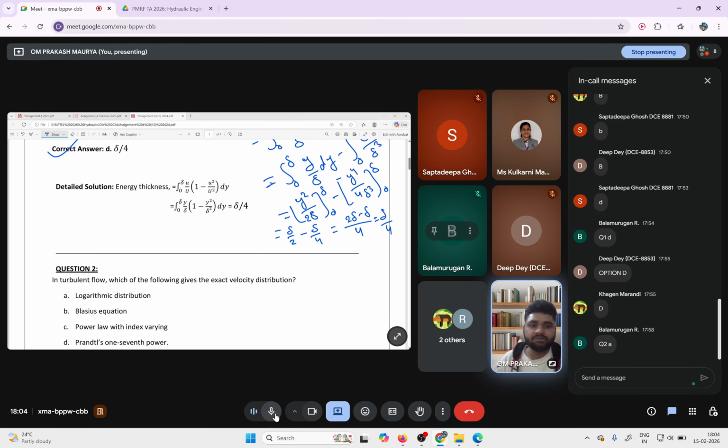Okay, so question number 2. In turbulent flow, which of the following gives the exact velocity distribution? Whether your logarithmic distribution or the Blasius equation, power law with index varying, and the Prandtl's 1/7 power. Okay, so Bala is telling option A. That is fine.